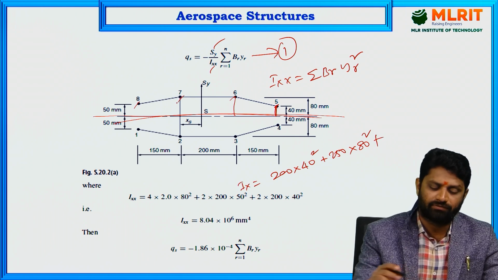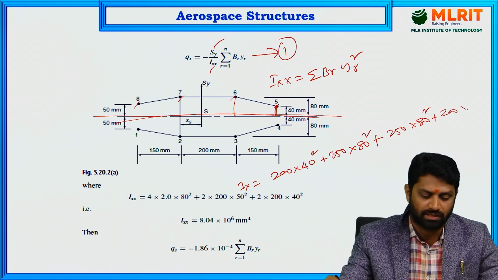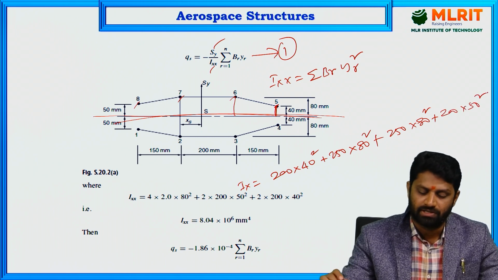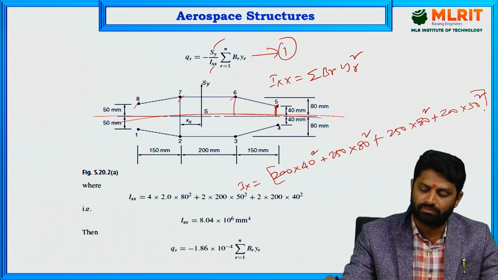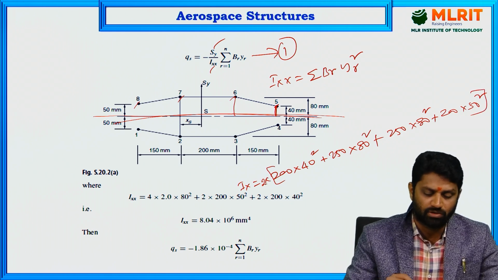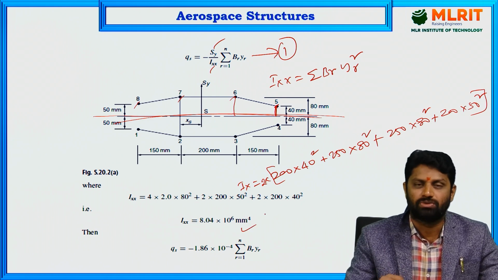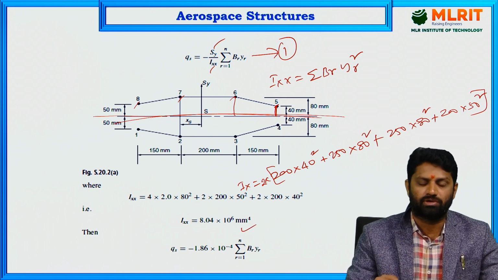And if we look at it for 7, again boom area for 7 is 250 and its distance is nothing but similar to that one, that is 80 square, plus the 8, that is corner boom, that is 200, and its distance is 50 square. And then the total upper moment of inertia multiplied by 2 for the below one, so that you are going to get the moment of inertia equals 8.04 into 10 to the power of 6 mm power 4.